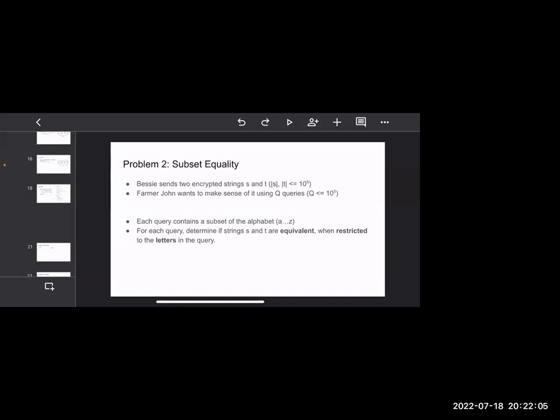So if the query is ABD, it means that you would only use ABD in the alphabet. And then for each query, you want to see if the two strings are equivalent when restricted to the set of letters in the query. If it is, we put yes. If it isn't, we put a no.